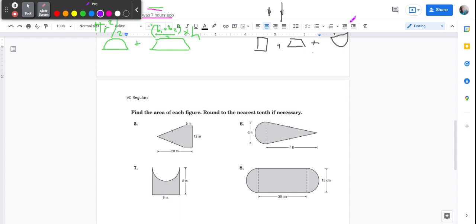Pause the video, slow it down, go back if you need to. And I will be back in school on Tuesday. This is your homework. So you need to get this done by Tuesday if you're first period and Wednesday if it's third period, because we don't have class Tuesday.